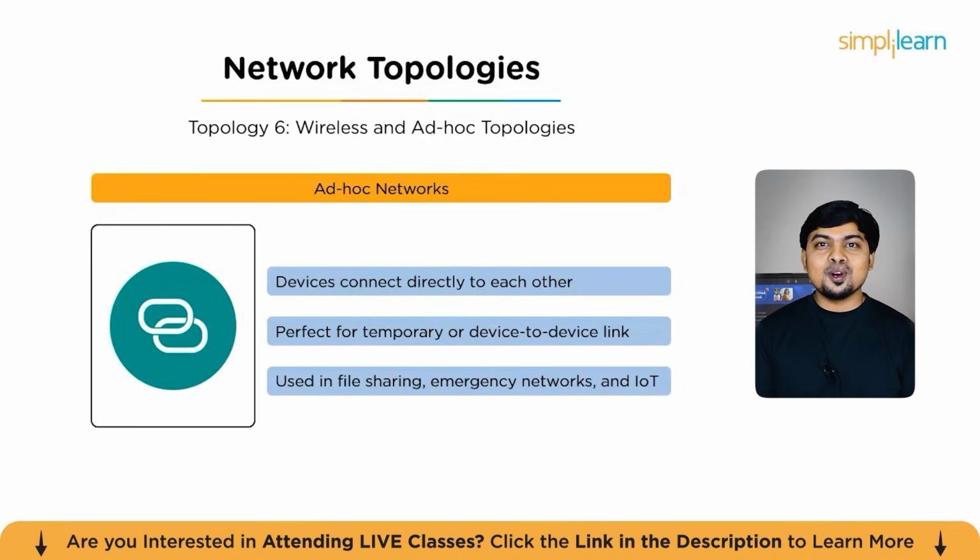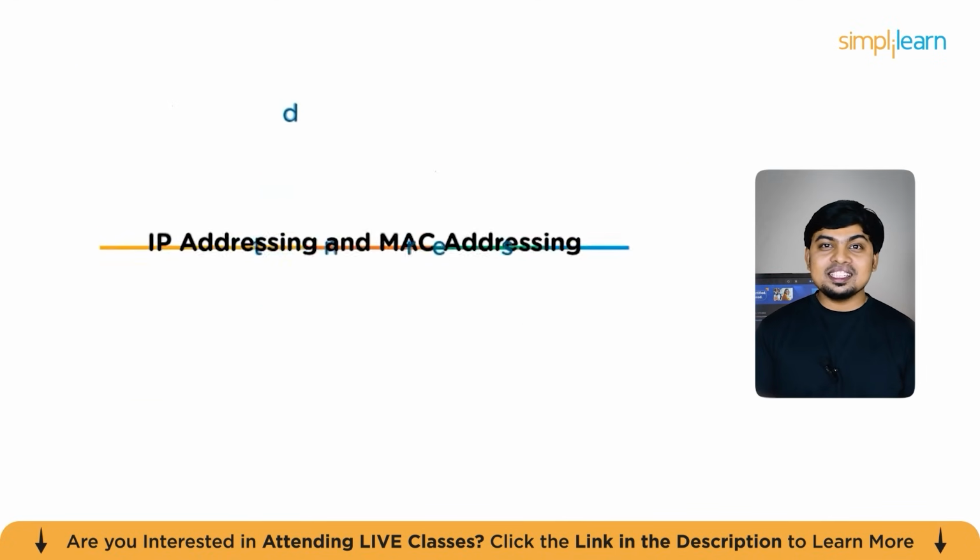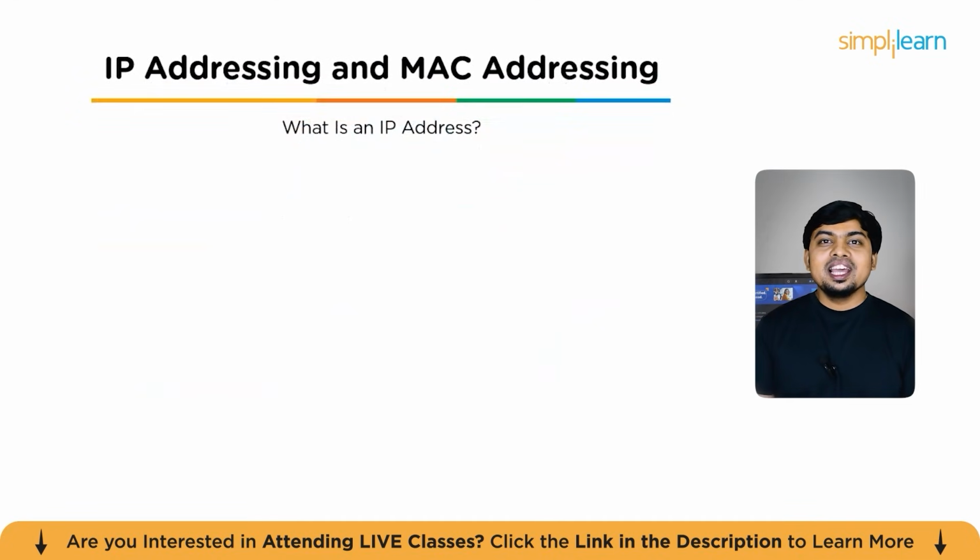And that brings us to module 5, IP addressing and MAC addressing, the identity system of networks. So, imagine a world where every device, your phone, your laptop, smartwatch, printer, or even your smart fridge, needs a unique identity to communicate. Just like humans use names and IDs, computers use IP addresses and MAC addresses to identify themselves on a network. In this module, we are going to break down exactly how these addressing systems work and why they're essential for modern communication.